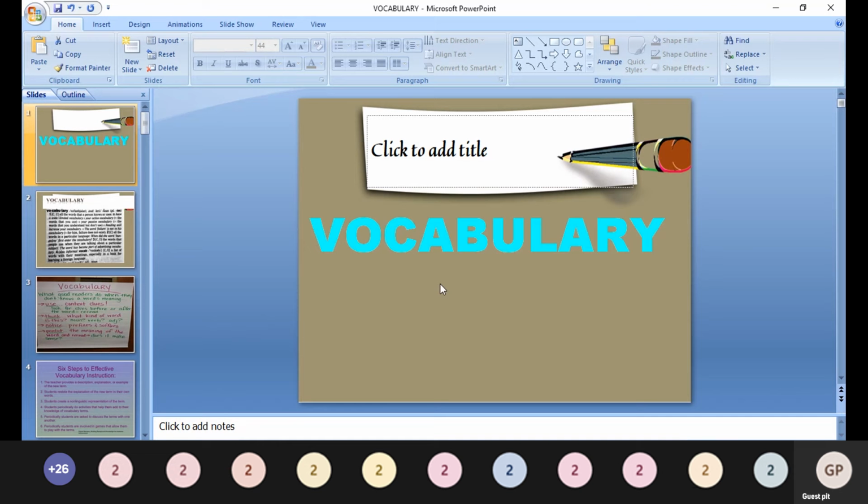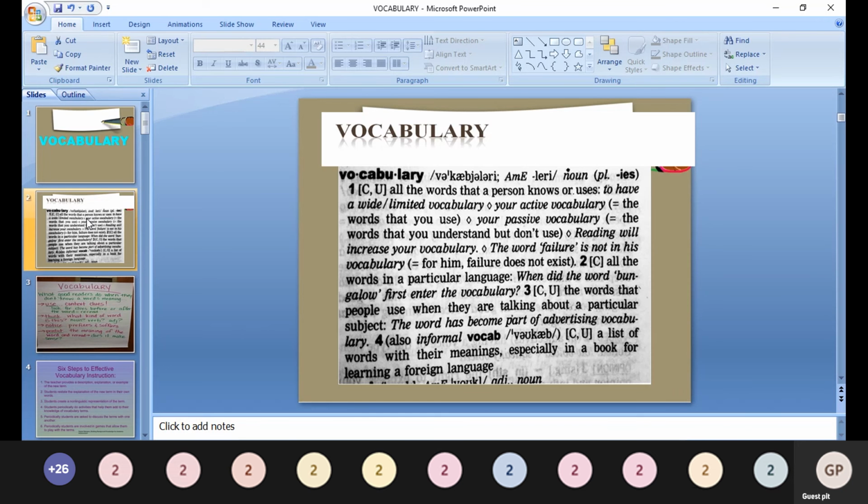Okay, so vocabulary. Now, what does the word vocabulary mean? Vocabulary: all the words that a person knows or uses. So we know we have our own vocabulary. A person who is well read may have 1,000 to 2,000 words in his vocabulary. So, all the words that a person knows or uses.